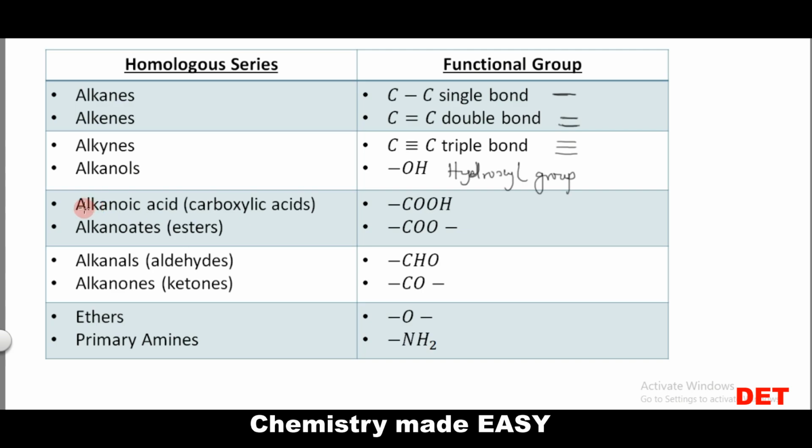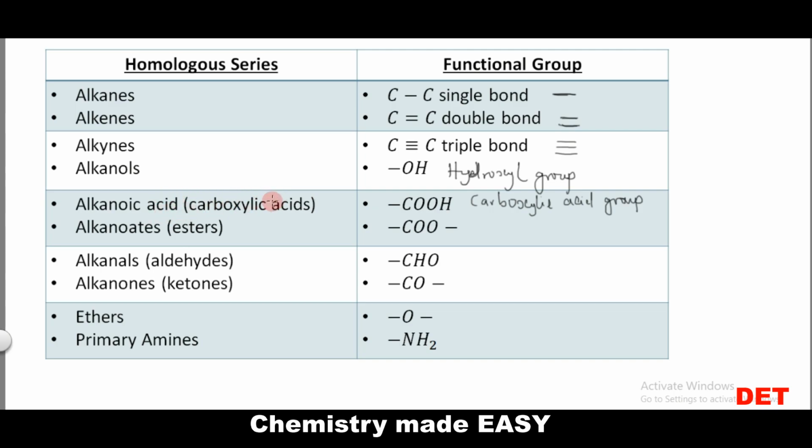Then the next homologous series that we have here is the alkanoic acid, and they are also called carboxylic acids. The functional group is the COOH group, which is the carboxylic acid group. Alright, this group, COOH group, is called the carboxylic acid group. This is what determines the main chemical properties of the alkanoic acid.